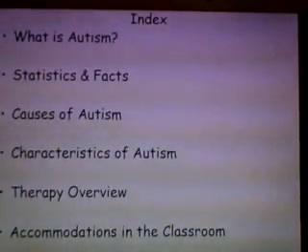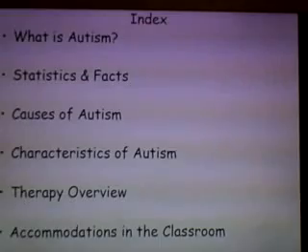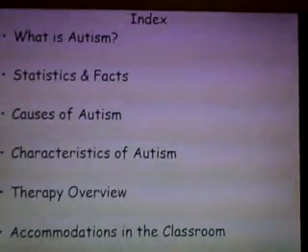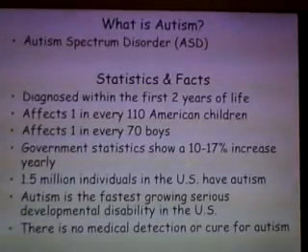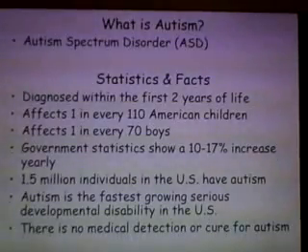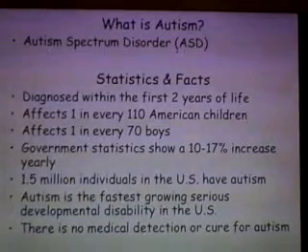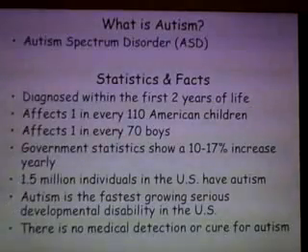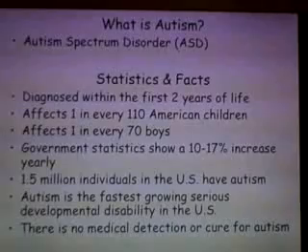Today we will be looking at what autism is, statistics and facts, causes of autism, characteristics of autism, therapy overview, and accommodations in the classroom. What is autism? Autism is a diagnosis that falls under Autism Spectrum Disorders, ASD. ASD is a term that categorizes conditions that have limitations in the development of communication, social interaction, and repetitive behavior.